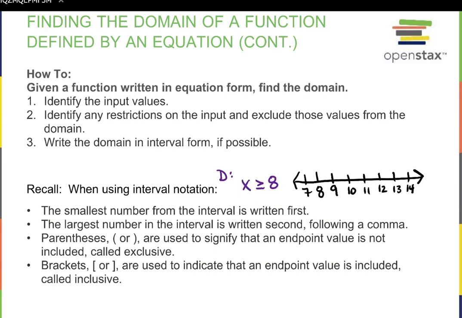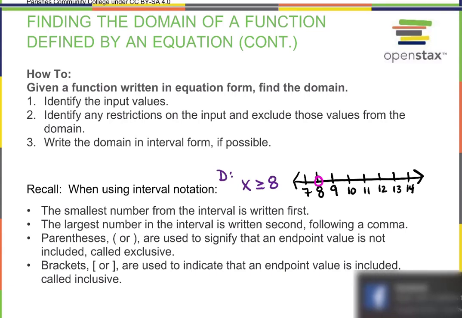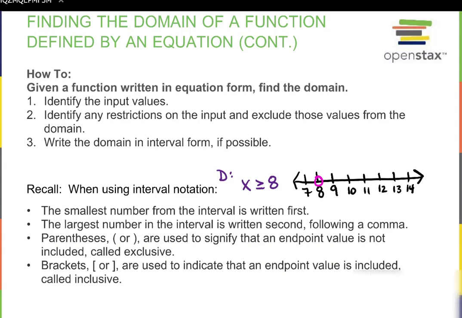So the first one is 8. 8 is greater than or equal to 8. And what other numbers are greater than or equal to 8? We have the numbers 9, 10, 11, 12, 13, 14. Also, all the numbers in between, let's say 8 and 9. So 8.5 would be greater than 8. 9.5 would be greater than 8. So it's basically from 8 all the way to infinity, which brings us to our interval notation.